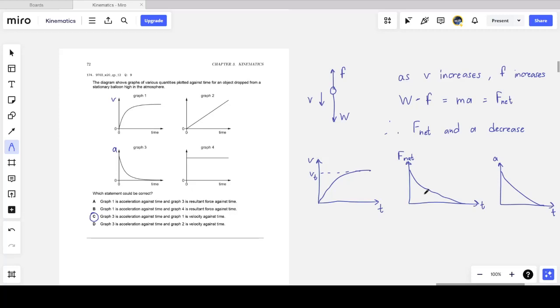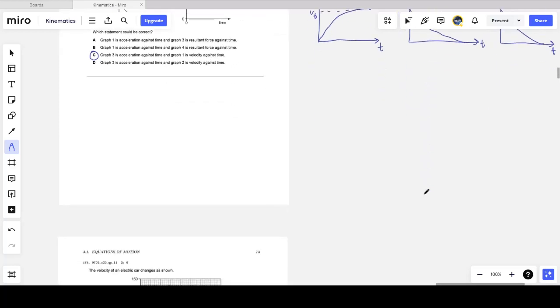So spend some time practicing sketching what graphs would look like for terminal velocity and for other scenarios, other common scenarios in kinematics and projectile motion as well.